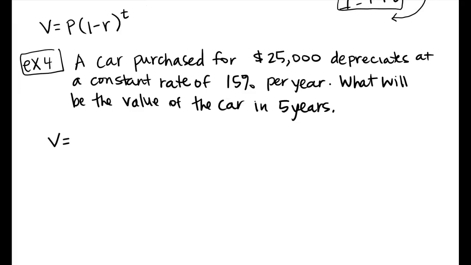All right, so if I put these things in there, I'm trying to figure out the value of the car, so I'm trying to find V, and then I'm going to put 25,000 in place of my P, and then 1 minus that 15%, remember, I've got to change it to a decimal, so 0.15. 1 minus 0.15, and then in 5 years, so raised to the 5th power. So subtract these first, the 1 minus the 0.15, raise it to the 5th power, and then times it by the 25,000. Let's see what you come up with there.